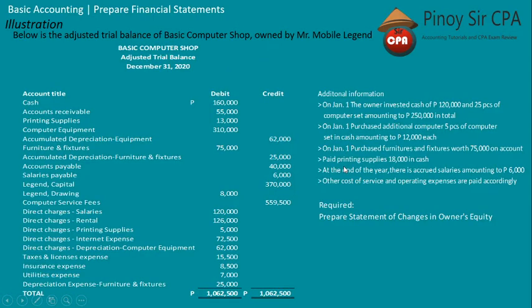So balik ka lang dun. Get all the income, then get all the expenses. Deduct it with each other. Kung magkano yung total income, offset mo dun sa total expenses. Kung mas mataas ang total income, net income. Kung mas mataas ang total expense, net loss. Okay? So, if you will compute 559,500 less 120,000 starting from direct charges salaries up to depreciation expense furniture and fixtures, 25,000.